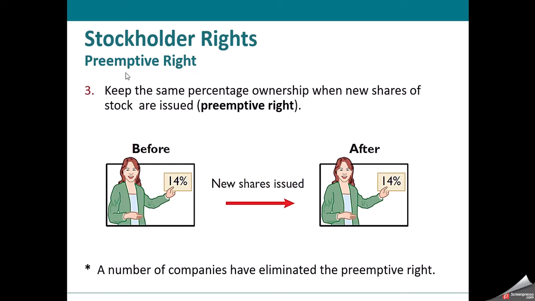We have this preemptive right, which the stock could be issued with. It means that if a person has, say, a decent share ownership, like in this example, this individual has 14% of all the shares outstanding, and the company then decides to issue more shares, she still wants to have her 14%. She has the preemptive right, which means she gets to buy first. So she could buy whatever shares are needed for her to maintain her 14%.